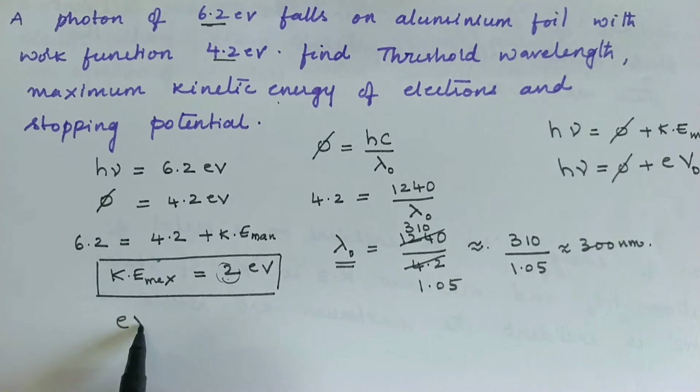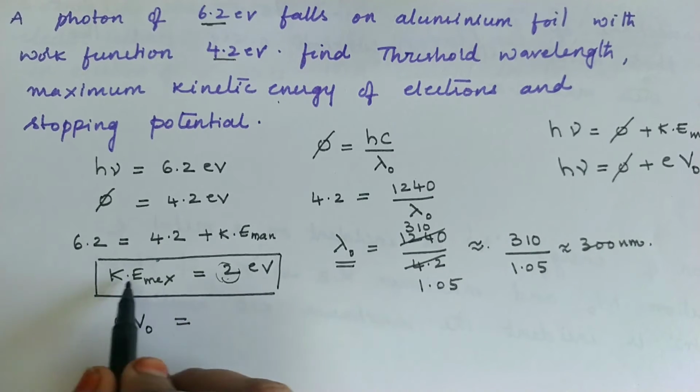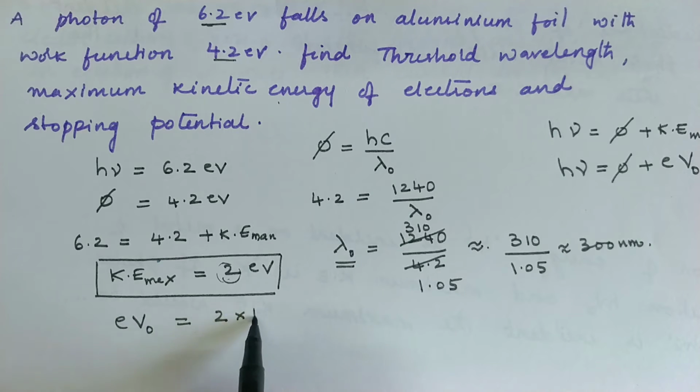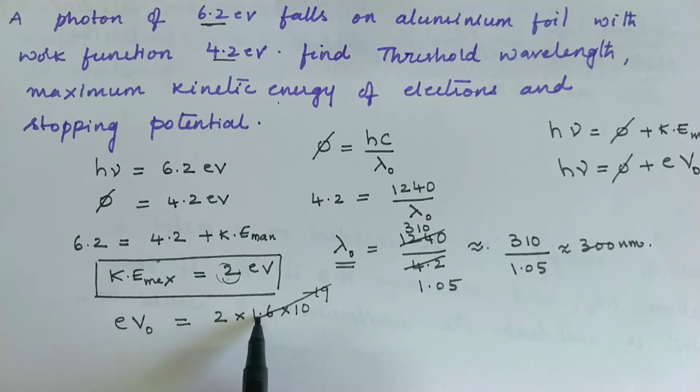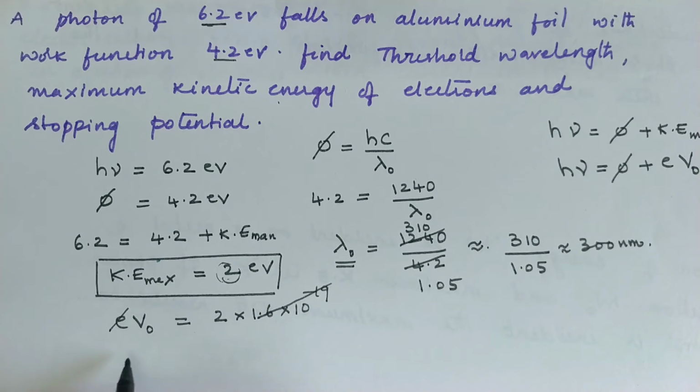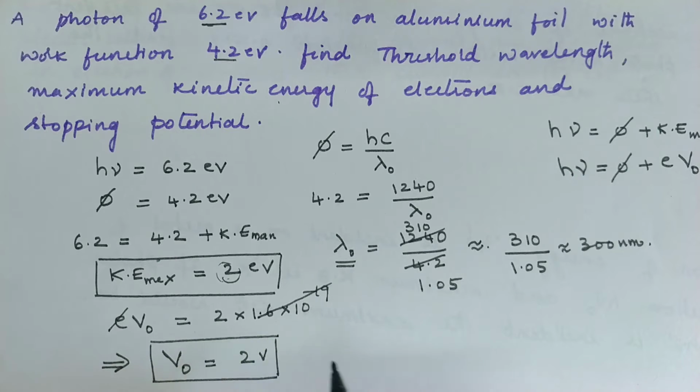Okay, we know eV naught is the kinetic energy in joules. If I write it, it's 1.6 into 10 power minus 19. Anyway, this 1.6 into 10 power minus 19 and this e get cancelled. So what is the stopping potential? It is 2 volts. Okay, this is a simple question which is based on the photoelectric equation.